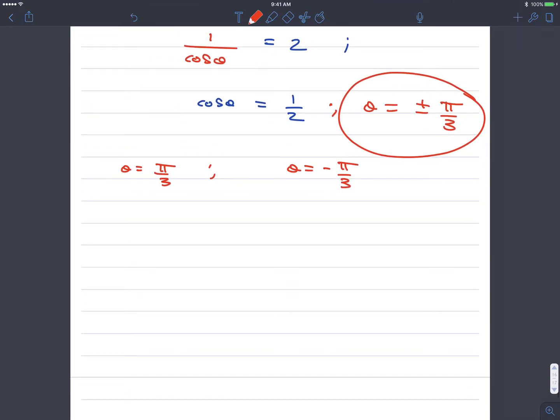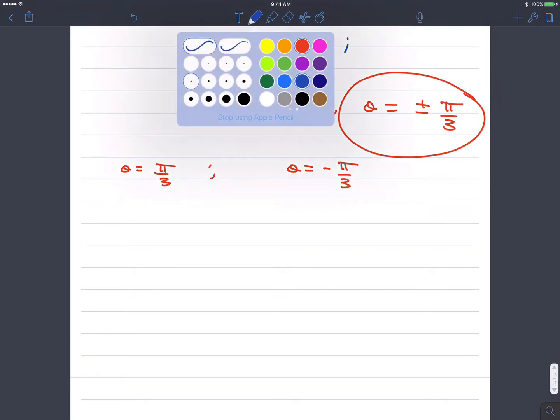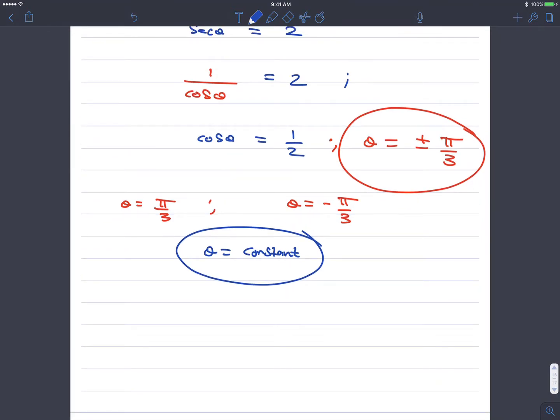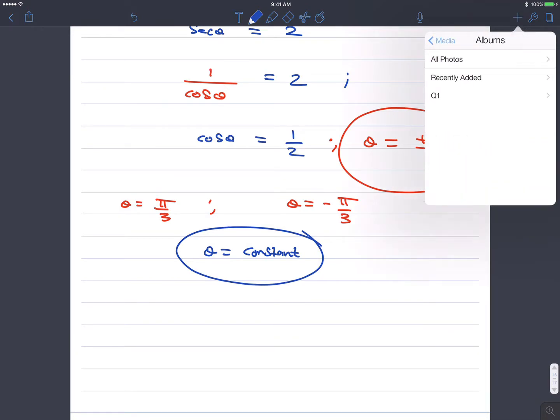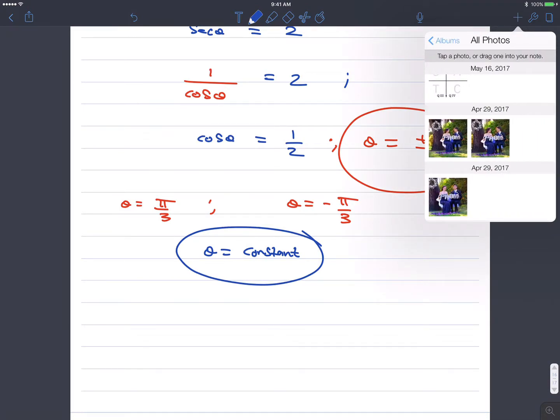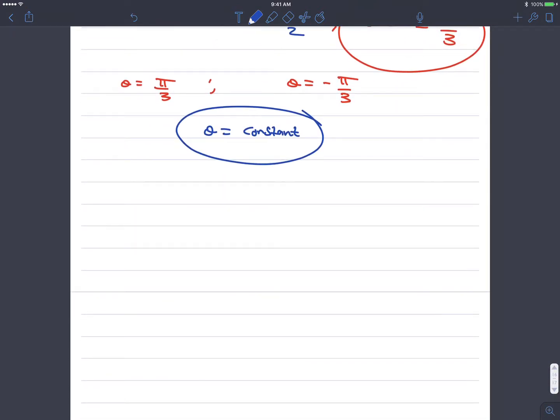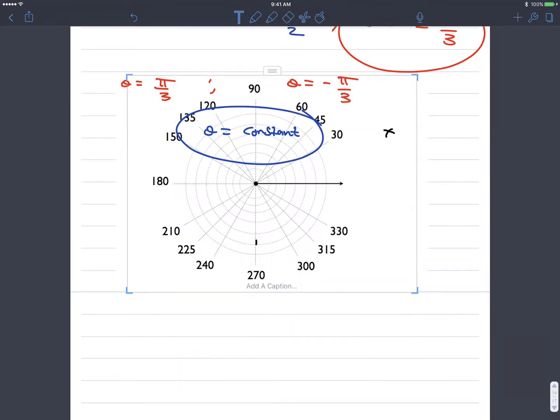If we remember correctly, and I wrote down this fact earlier, if theta is a constant, that's a line through the pole. So if we add a photo here, let's see. Well, not this one. Let's remember, I wonder if it'll work. If I paste this, sure enough, it does work.